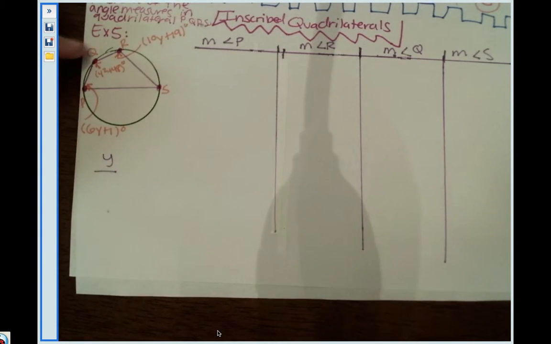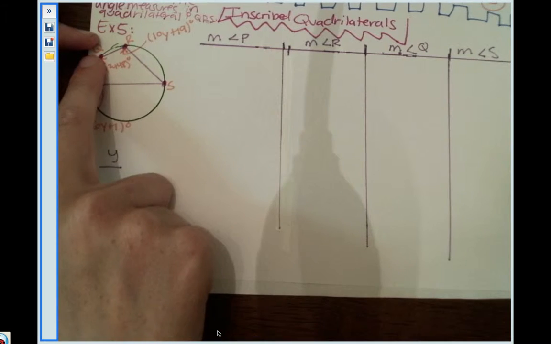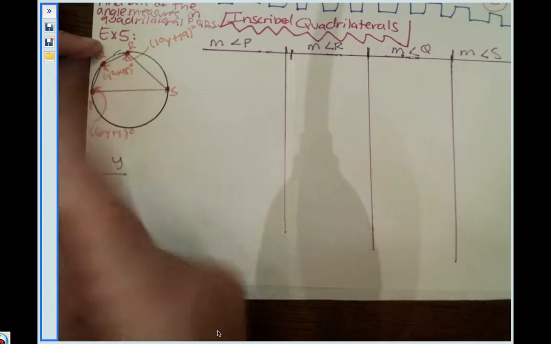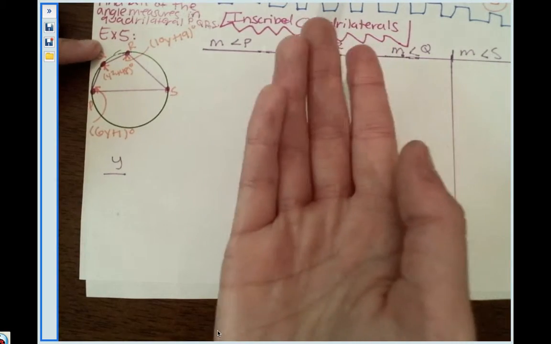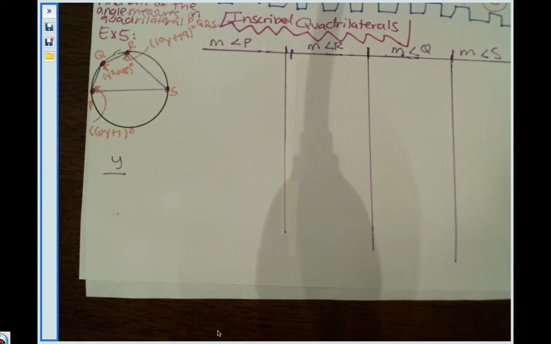Well, Q is not going to be very helpful, because in order to solve with a quadrilateral inside of a circle, I need an opposite angle. The angle across from Q is S, its opposite angle, and I don't know what that is, so that's not going to be helpful. Do you guys see two angles that are opposite of each other that might have some information that is helpful? You guys are so smart.